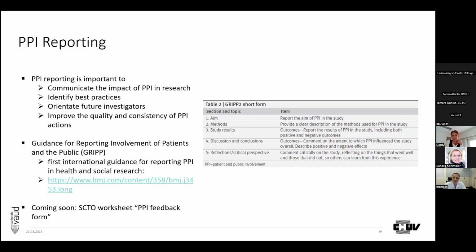There is some guidance that exists. For example, the Guidance for Reporting Involvement of Patients and the Public, GRIPP, which was published in the BMJ in 2017, a few years ago now, which was the first international guidance for reporting PPI in health and social research. There you can find a short form and a long form that guides you on how to evaluate PPI actions and impacts. And coming soon, there will be the SCTO worksheet PPI feedback form that will also help you for this step. It will be published on the SCTO website.